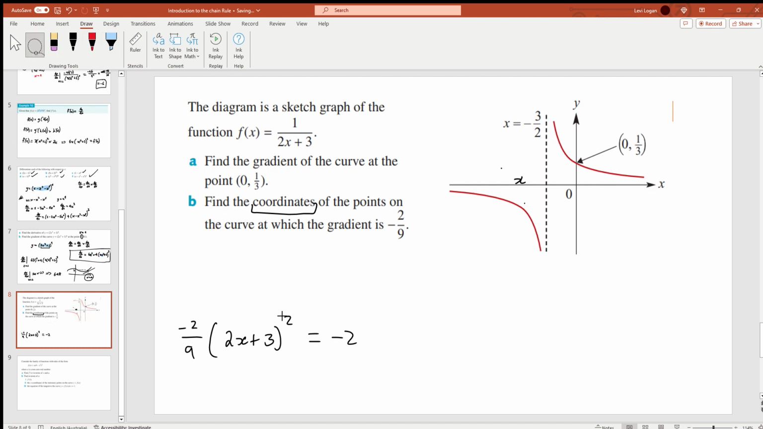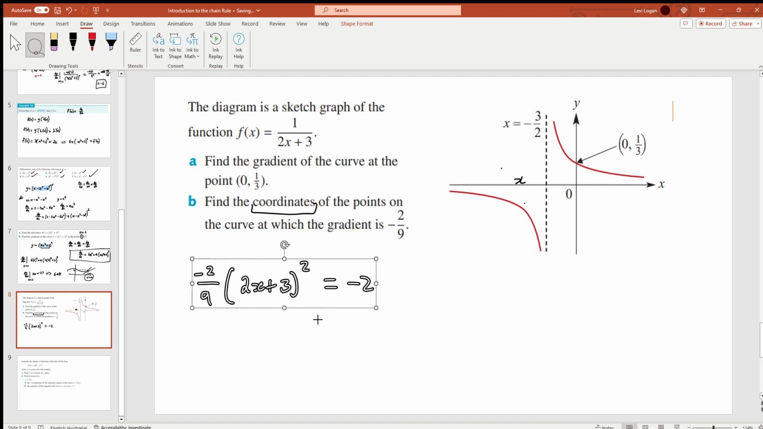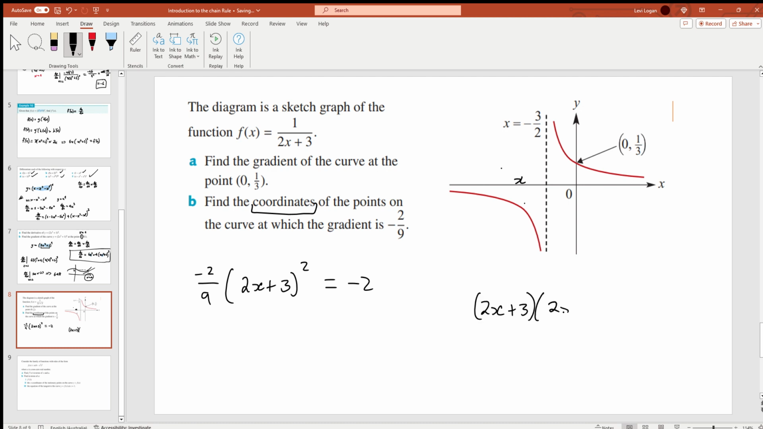And let's try and get as much room as we can. Okay, so what we will ideally want to do is try and get x by itself. We can see we're going to get a quadratic term, so why not we expand this bracket? So we have 2x plus 3 times 2x plus 3, because that is what 2x plus 3 all squared means. So now what we're going to do is multiply this to this, and this to this.